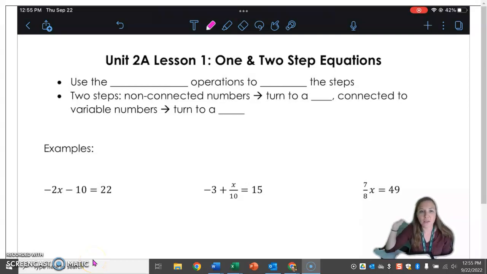In this video, we're going to go over how to do 1 and 2 step equations. The lesson for today should be very reviewy of what we've done before when you were in 7th grade, whether it was Math 7 or Math 7 Honors.